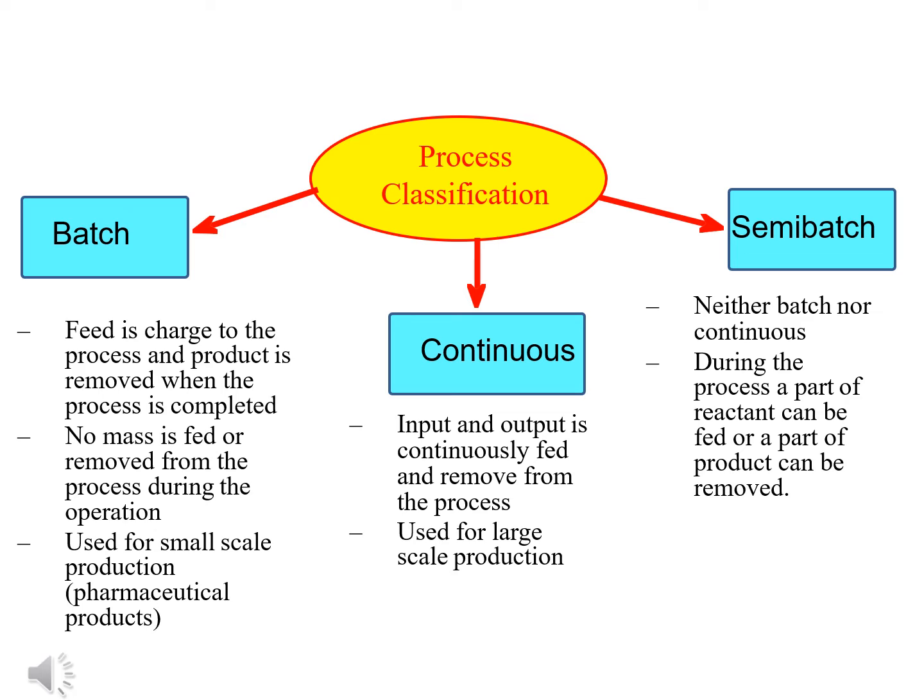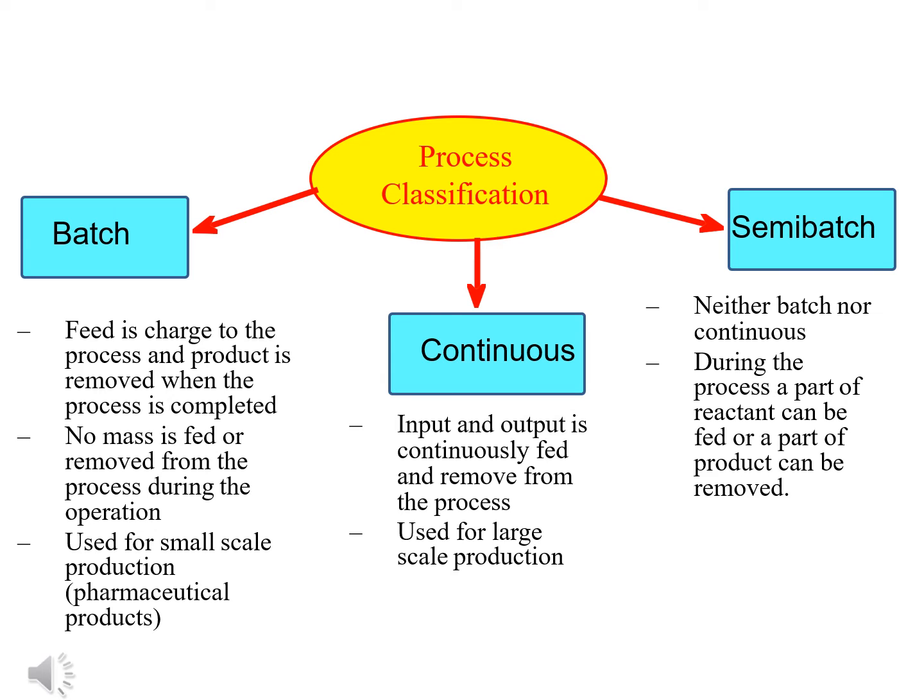Before going for the material balance, we need to understand the different process classifications. The first classification is the batch process. In many batch processes, feed is charged into the process and the product is removed when the process is completed. So during the process, there is no input into the system and no output from the system. That means no mass is fed or removed from the process during the operation.